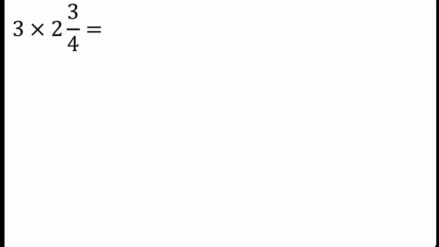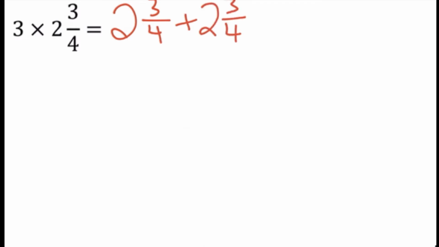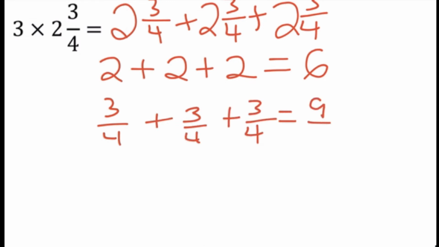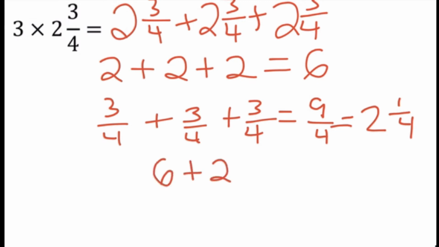Another method for solving these problems is to do repeated addition. So looking at the same problem again, I would do 3 copies of 2 and 3/4, or 2 and 3/4 plus 2 and 3/4 plus 2 and 3/4. So I can add the whole numbers, 2 plus 2 plus 2 equals 6, 3/4 plus 3/4 plus 3/4 equals 9/4. Or as we saw last time, that's the same as 2 and 1/4. And together, I get 8 and 1/4.